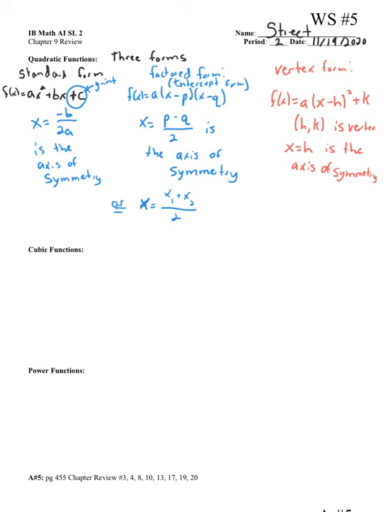Okay, also with quadratic functions, we might need to know the quadratic formula, which was negative b plus or minus the square root of b squared minus 4ac, all divided by 2a. And that's what the quadratic formula looks like. You can use that to find x-intercepts if you need to.